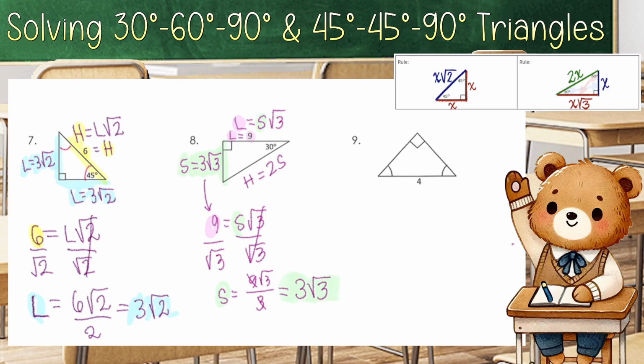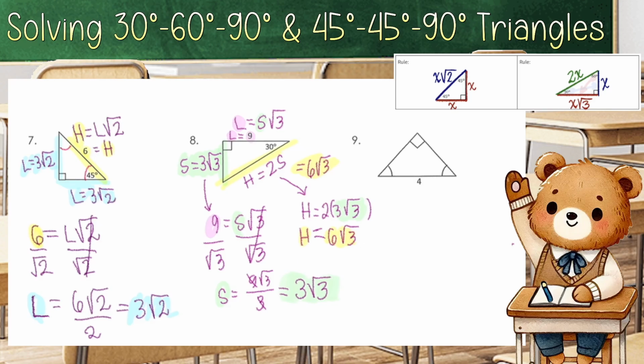And the last thing we need to figure out is the hypotenuse. H will equal 2 times S, and S was 3 root 3. So H equals 6 root 3. And that's it. There's nothing to simplify. You could double check if you don't believe me, but 6 root 3 is good to go. So H equals 6 root 3. There you go. Those are your missing sides right there.